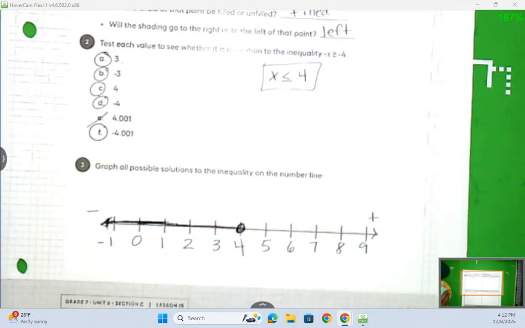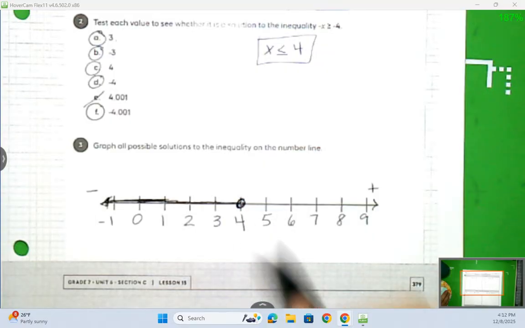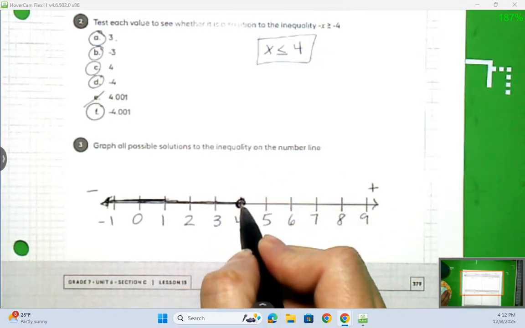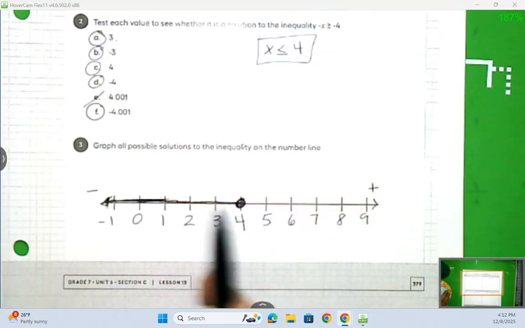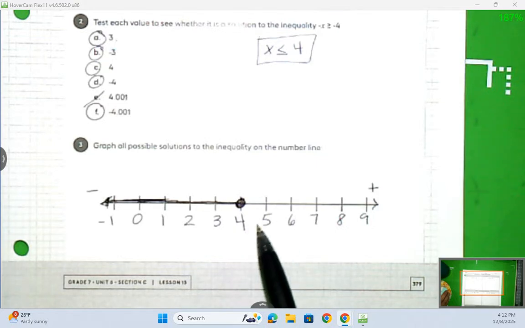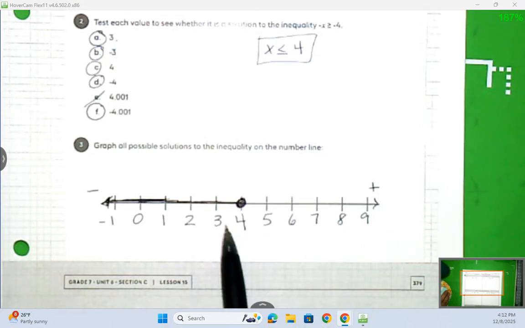When you are graphing inequalities, we're looking to see if the circle is open or closed, in other words, if it's filled in or not, if the shading is correct, and if ordering the numbers above that number and below that number are done correctly on the number line.